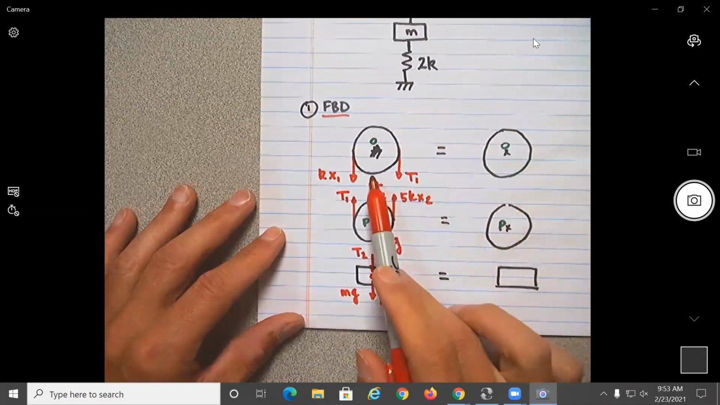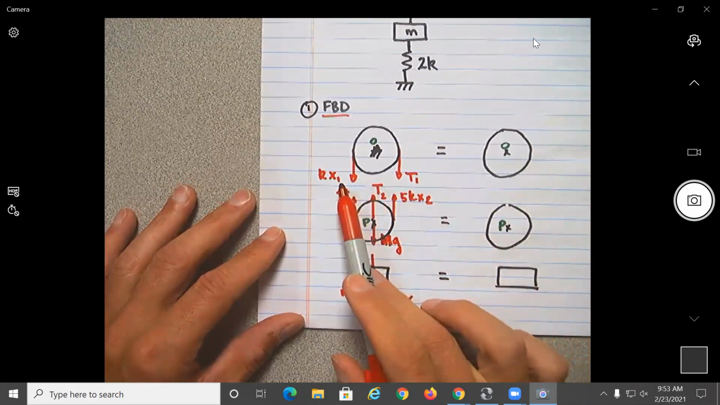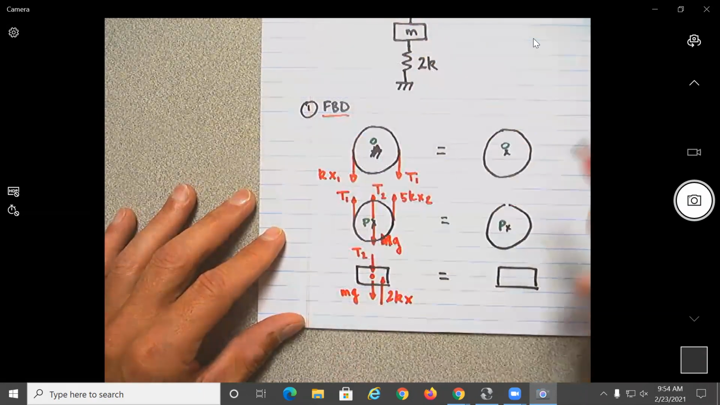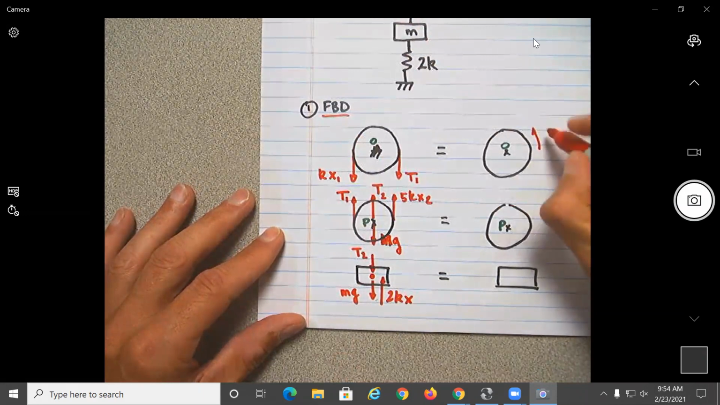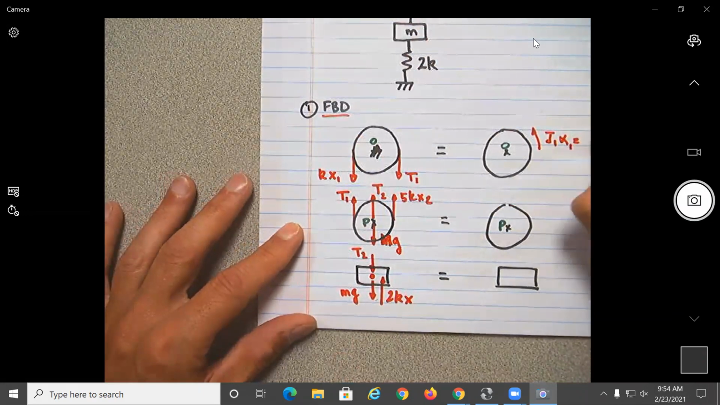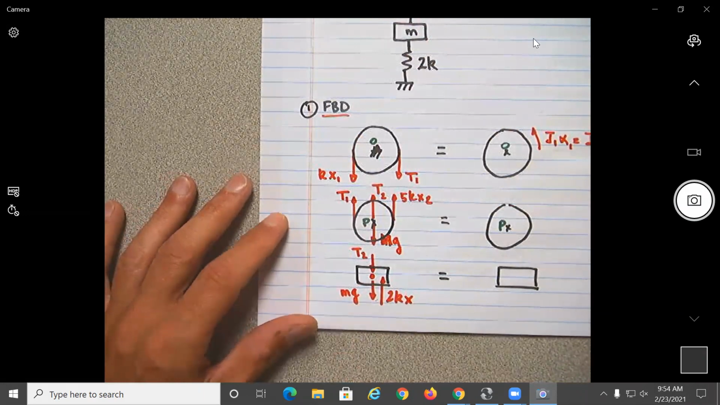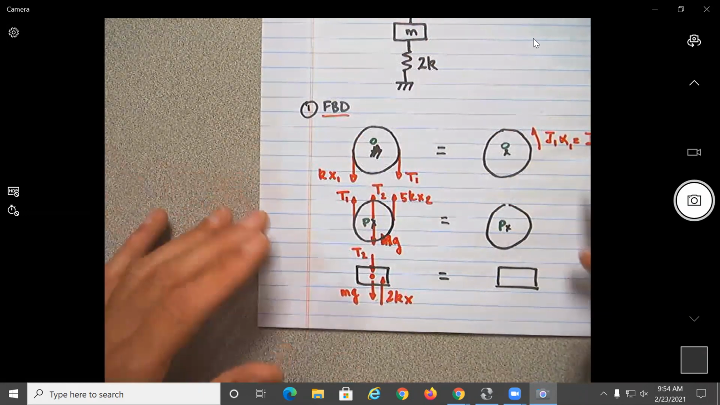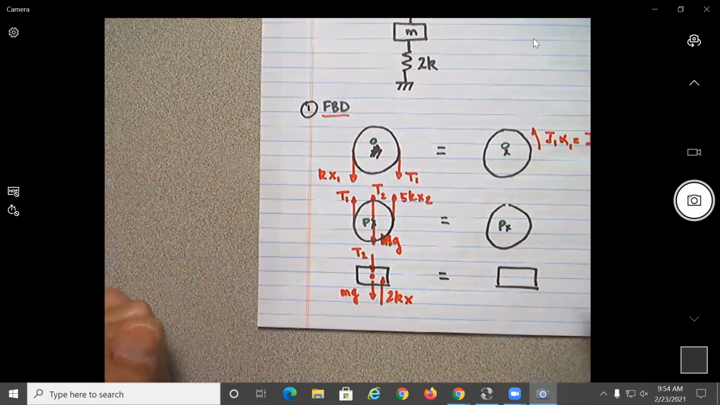So let's go back to the first one. This one, this is summation of moment. We have those two forces, and this will be rotating with some J1 alpha. And to save some time, we know this will be alpha 1 if you want. This will be J1 theta double dot 1, no? Because alpha is the second derivative. We can use alpha as well, it doesn't matter.